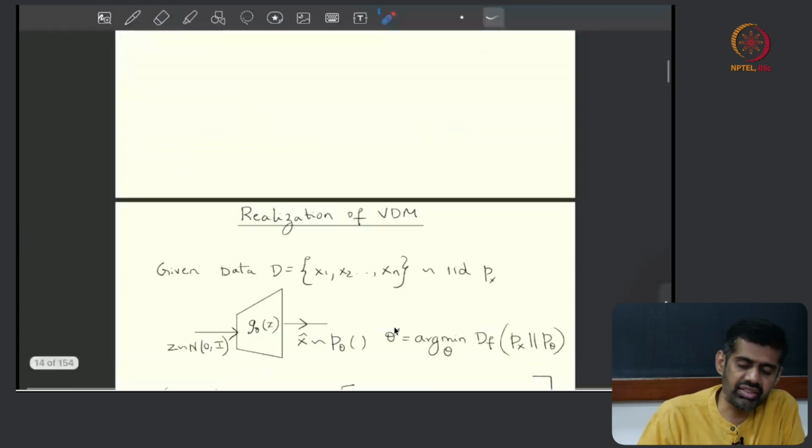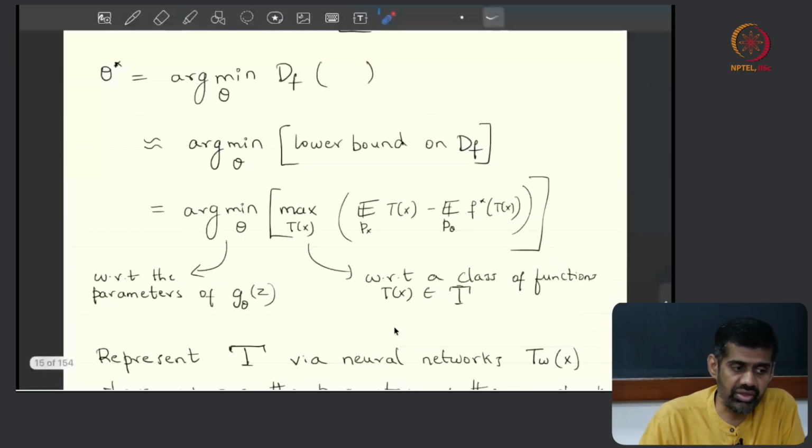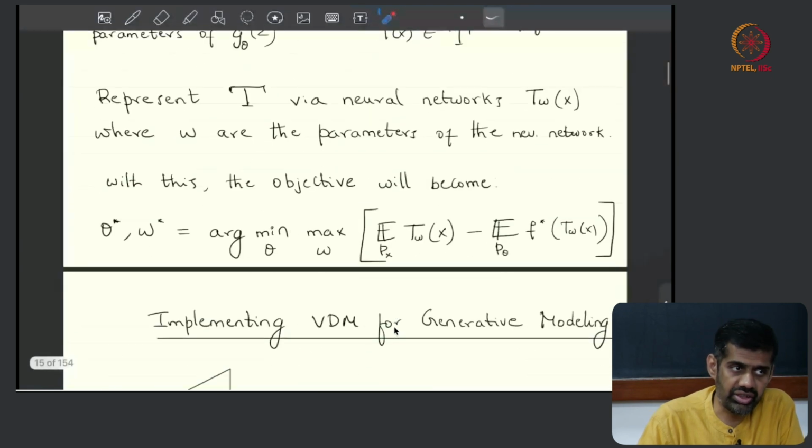This is what I am talking about. Theta star is the minimizer, the set of parameters that would minimize the f-divergence, and f-divergence itself adheres to a lower bound, which we constructed, that has an optimization problem over this class of functions which we represented as t of x. Therefore, the final optimization problem that we would be solving will be with respect to two sets of parametric functions. Theta star, which is the sampler network, we will have to minimize the f-divergence with respect to that, and we have w, which is the parameters of that particular parametric function that would approximate the t function that defines our lower bound on the f-divergence.